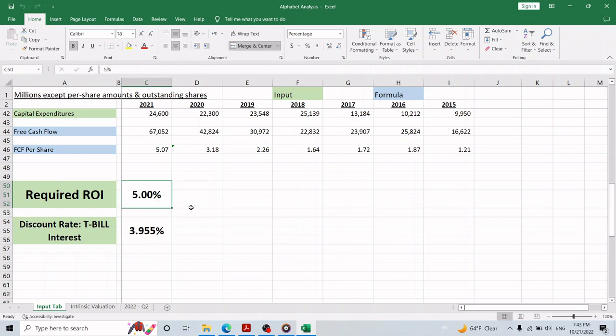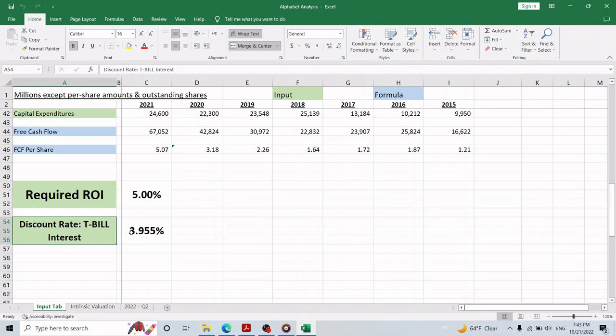This is up to the individual investor, and you can decide that your required return on investment can be 7% or you can make it 2%. Usually, the more risky the company is, the higher the return on investment. And for Google, we know it's going to last for another 10 or 20 years, so 5% is more than reasonable in this case. I also decided that the discount rate should be the T-bill interest rate.